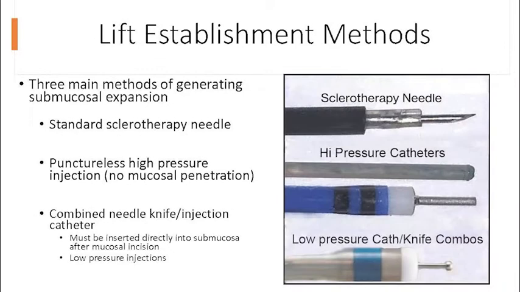There are 3 principal ways to inject the bowel wall. The most commonly used method is a sclerotherapy needle, which requires a mucosal puncture. The second option is a punctureless high-pressure injection using either a machine or a hand pump. The third option is to use a combined needle knife and injection catheter, which allows the lift to be refreshed mid-case without an instrument exchange.